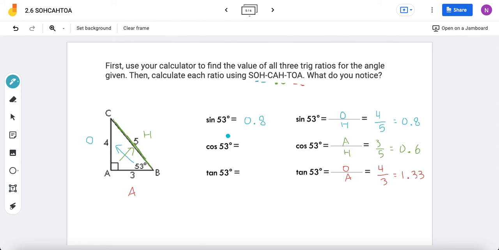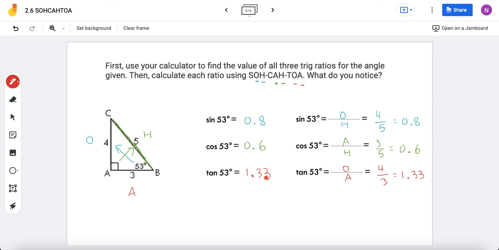Now, I want you to try these other two on your own. Try finding cosine 53 and tan 53 degrees on your own using the calculator. And you should check to make sure cosine 53 is equal to 0.6 and tan of 53 degrees is equal to 1.33.